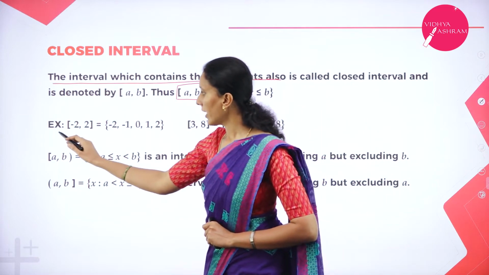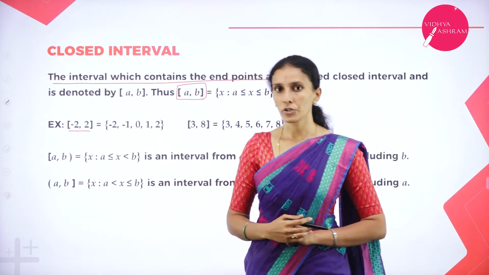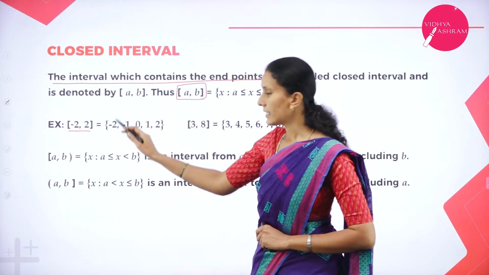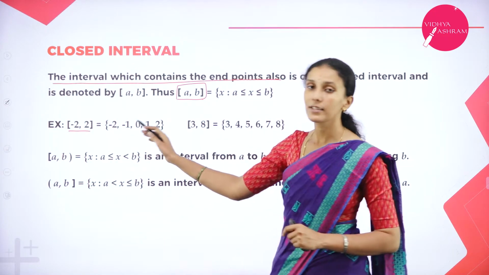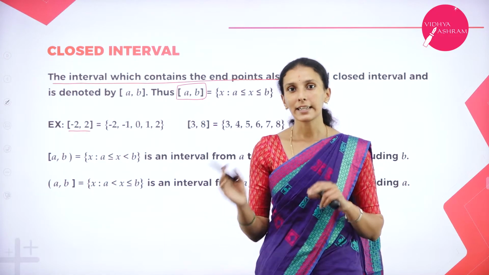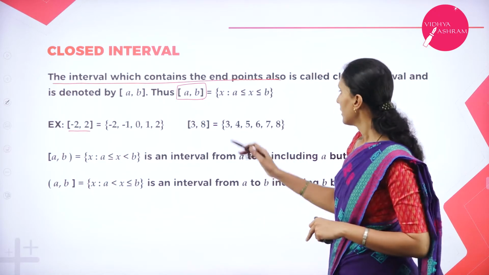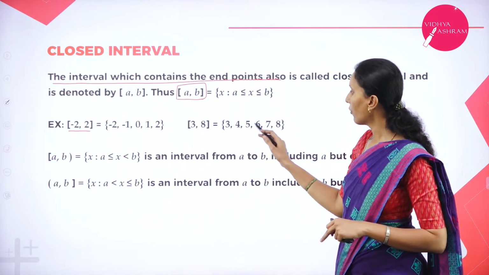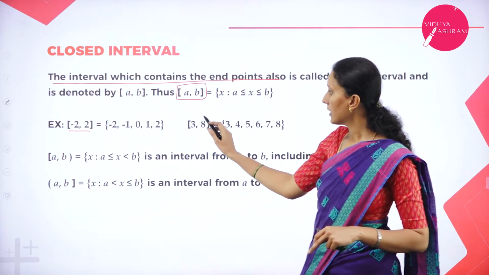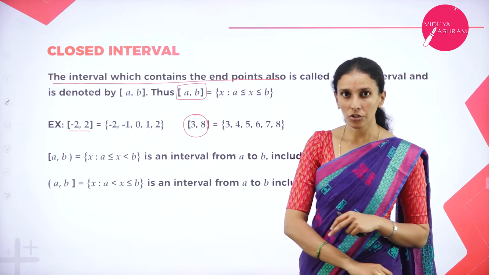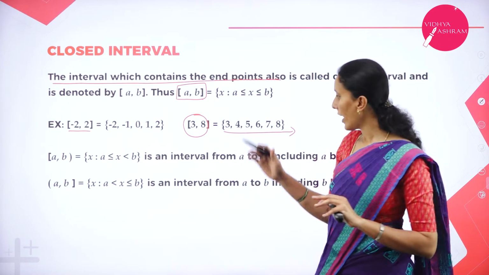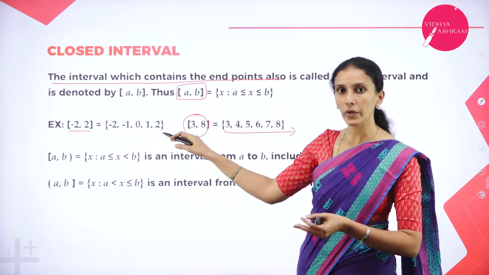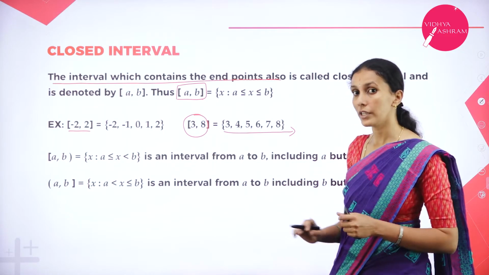Here I have taken an example, [-2, 2]. I am writing only the integer numbers here. So -2, -1, 0, 1, 2. This is how you will write it in roster form. Similarly [3, 8] is 3, 4, 5, 6, 7, 8. So this is the interval form and this is the roster form. So you can write from roster to interval, and interval to roster, again.